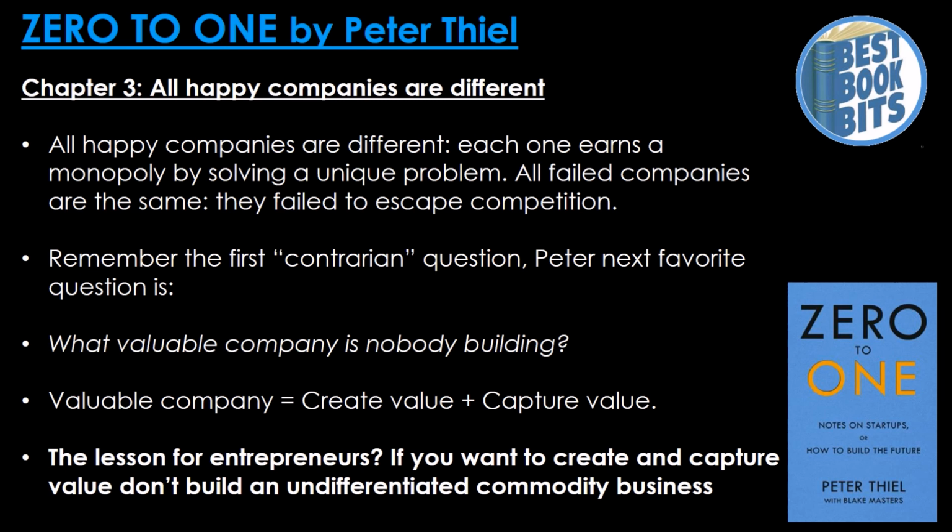Chapter 3, All Happy Companies Are Different. All happy companies are different. Each one of them earns a monopoly by solving a unique problem. All failed companies are the same. They failed to escape competition. Remember the first Kantian question.